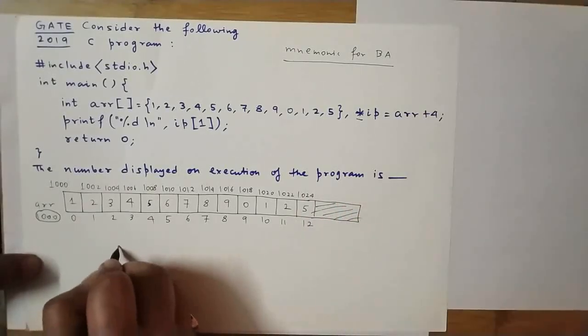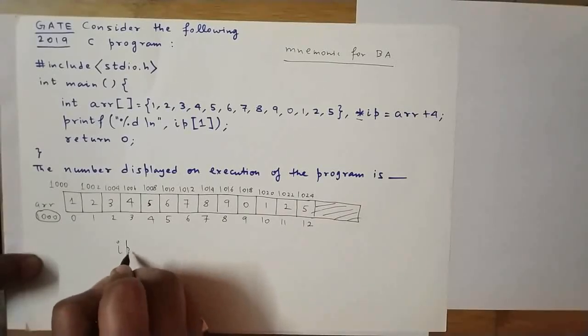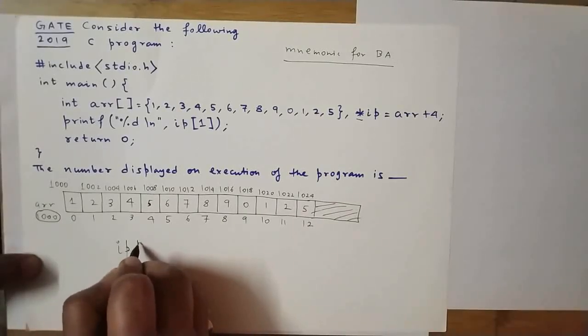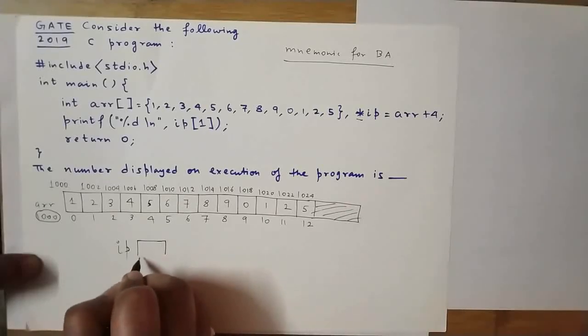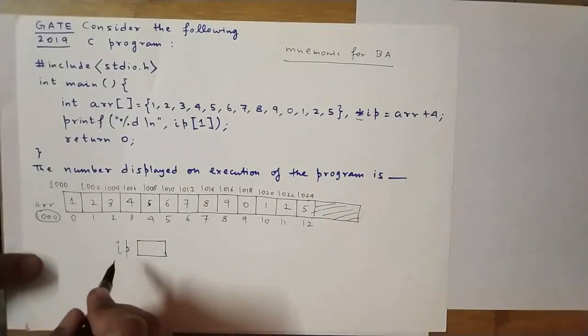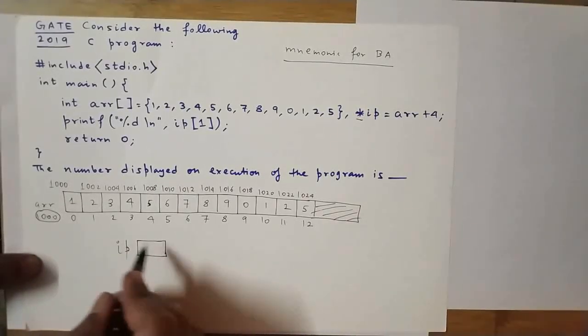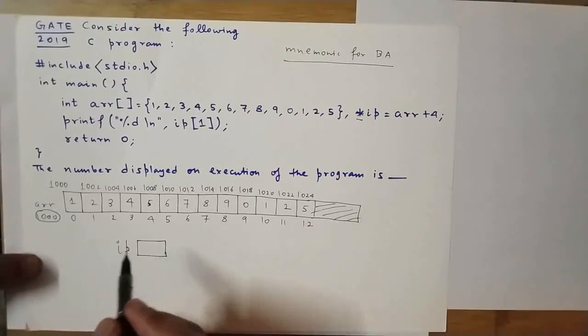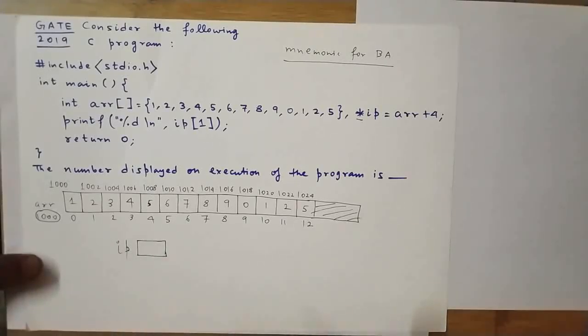That means I have a variable called IP, and it will store some value, right? And remember, this variable, although it's a pointer, what do pointers do? Pointers simply hold memory addresses. This variable IP will hold a memory address. We'll see which one. Also, it will occupy some memory address itself.